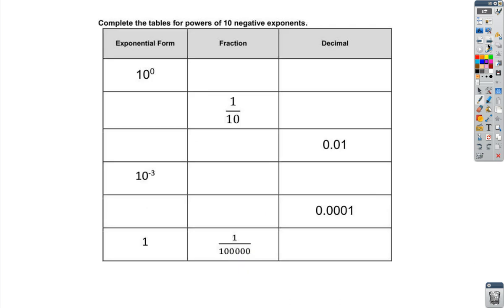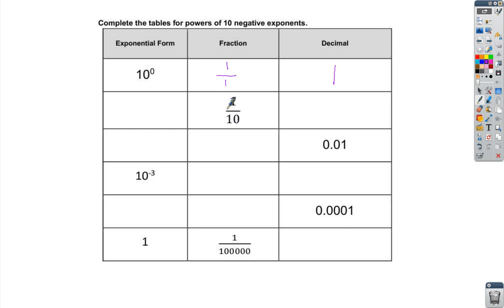Okay, so now let's talk about when we have negative exponents. When we have negative exponents with powers of 10, that's not saying we have a negative number. That's saying that we have a really small number. And again, we have 10 to the 0 power. 10 to the 0 power in decimal form is just 1, and as a fraction, it would be 1 over 1.